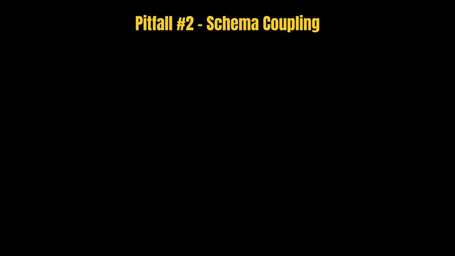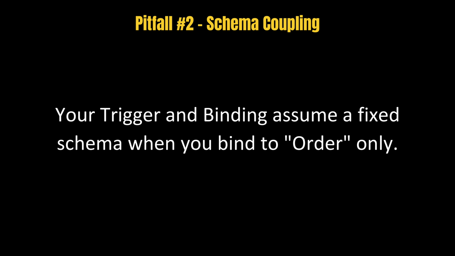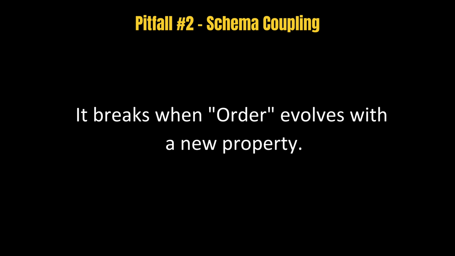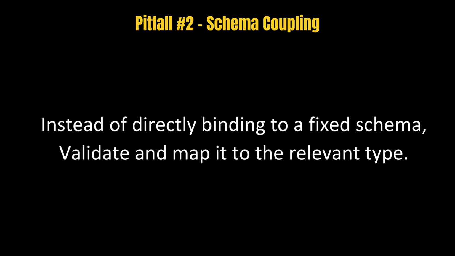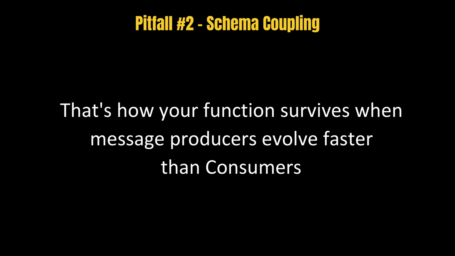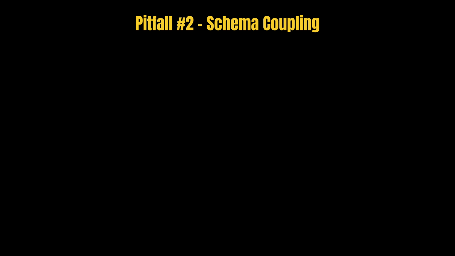What is the problem? Your trigger and binding assume a fixed schema, which is Order. A new field appears in production, and your deserialization says, "I don't know what that is." Instead of binding directly to a fixed plain object class, a POCO or JObject, validate and then map it manually. That's how you survive when producers evolve faster than consumers. Schema evolution isn't a breaking change, it's a resilience test, and your binding type decides whether you pass.